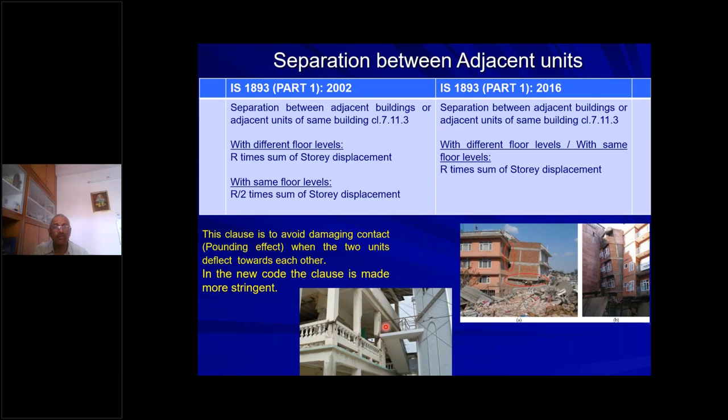So in order to avoid such things, we need to maintain certain gaps between the buildings. That gap requirement has been made more stringent in the new code of practice.